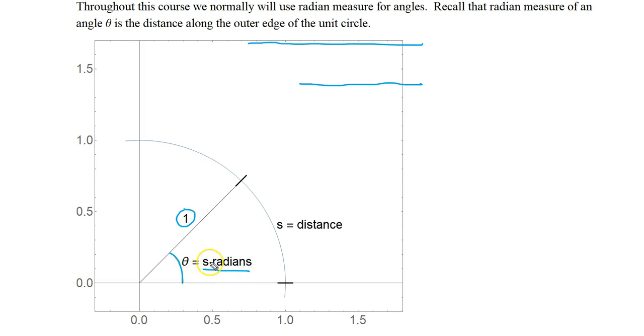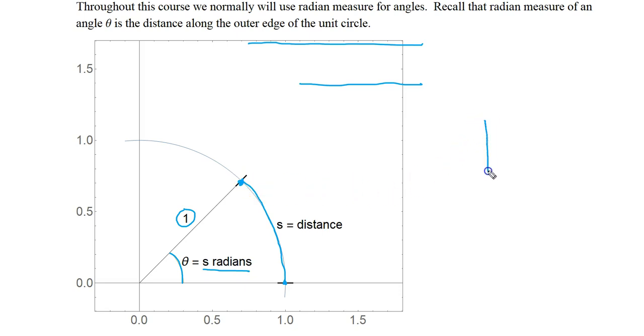Now what does that number s represent? Well, that s actually represents the distance along the outer edge of the unit circle from the point (1, 0) on the x-axis to the terminal side of the angle on the unit circle. So that's what radian measure represents. An angle in radians is simply the distance along the outer edge of the unit circle.